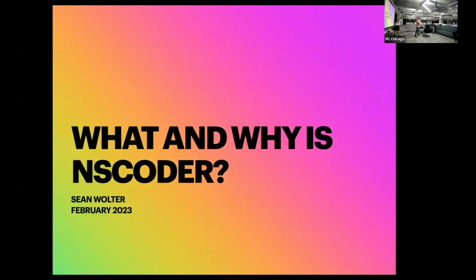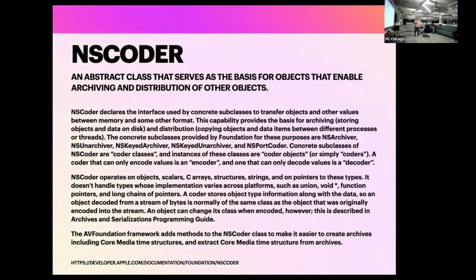What are we doing? All right, so we all know NSCoder is an abstract class that serves as the basis for objects that enable archiving and distribution of other objects. Serialization, of course. Wait, no, but that's the joke. Get it? We're coders, NSCoder. Does anyone know, pop quiz, why there are NS prefixes throughout Objective-C? What does it stand for?